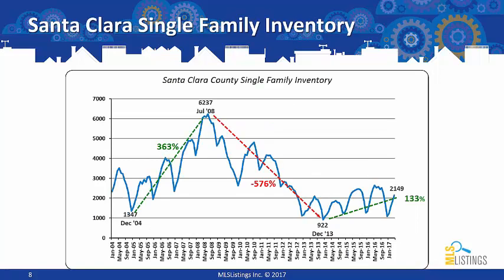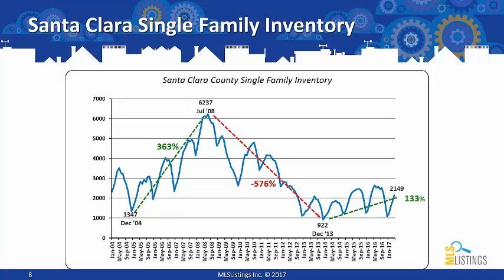Let's look at Santa Clara County. They hit their low in December 04, 1,347 listings. It jumped to 6,237 in July 08, up 363%. And then the drop happened starting July 08. Inventory went down to 922 in December 13, and that's a 85% drop.